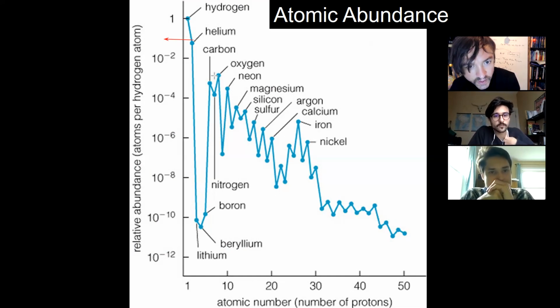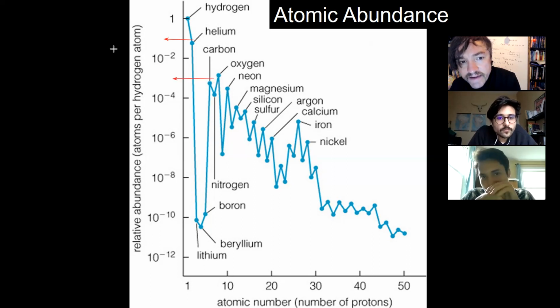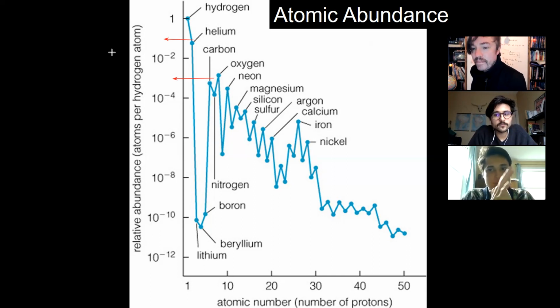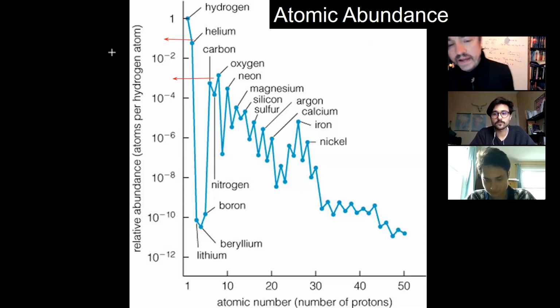The next most abundant elements are carbon and oxygen. They have a relative abundance in outer space of 10 to the minus 3. How many hydrogens do I have to count through to find 1 carbon atom? Ten to the 3? That's right. And how do I say 10 to the 3 in plain English? What is 10 to the power of 3? 1,000. That's right. I have to count through 1,000 hydrogen atoms in space to find 1 carbon.